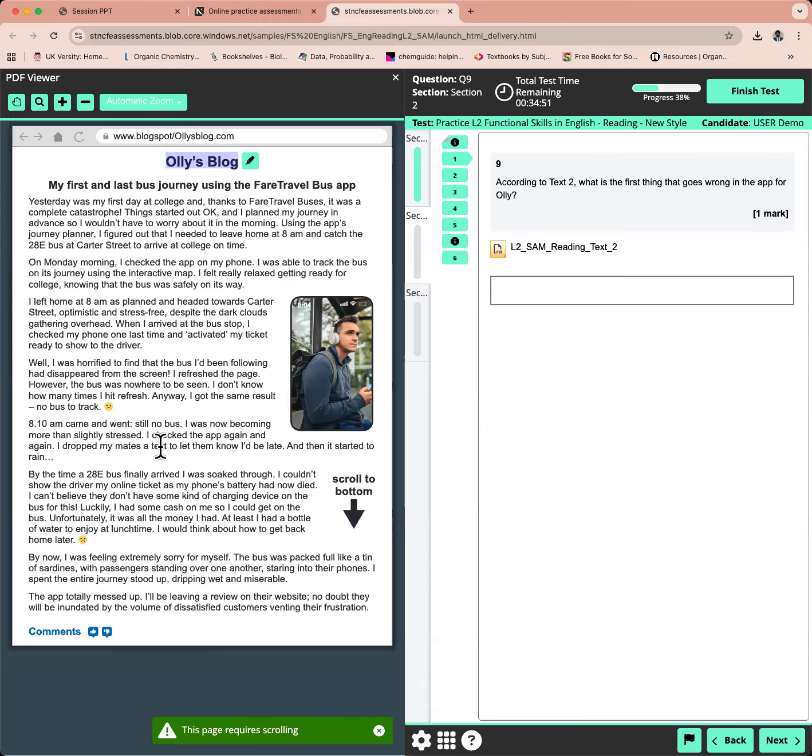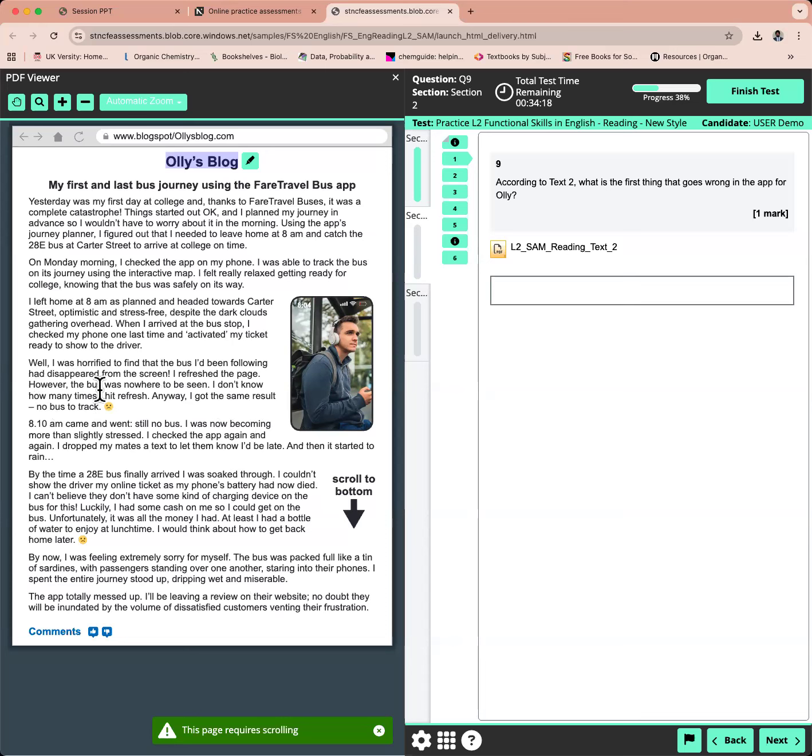So the first thing which goes wrong in the app, he must have mentioned a couple of things which are claimed by the app but actually are not working. And in such cases, what I need to be able to do is basically pick out something that is going wrong with the app, and he has pointed that out in his write-up. So, I was horrified to find out the bus I've been following had disappeared from the screen. I refreshed the page, however the bus was nowhere to be seen. I don't know how many times I hit refresh. Anyway, I got the same result, no bus on track.